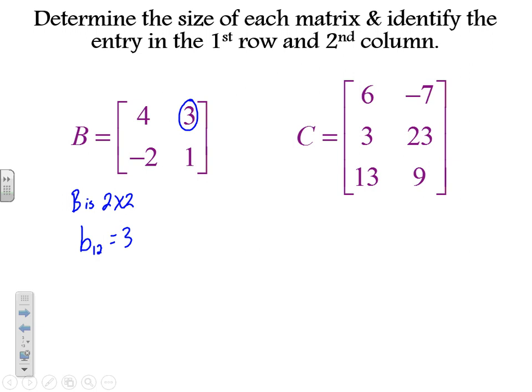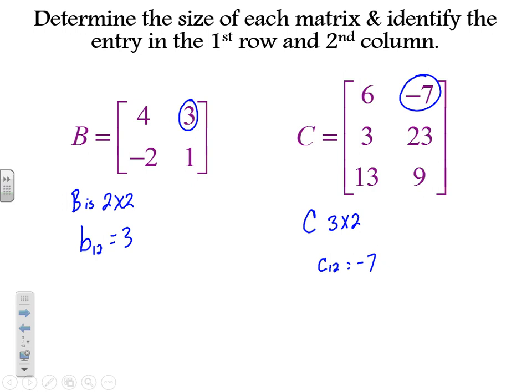And so in matrix C, here we have 3 rows and 2 columns. So we would say 3 by 2. Matrix C is a 3 by 2 matrix. And again, we would have a lowercase c. And again, the first row, second column. First row, second column in this case is, oh, pardon me, -7.